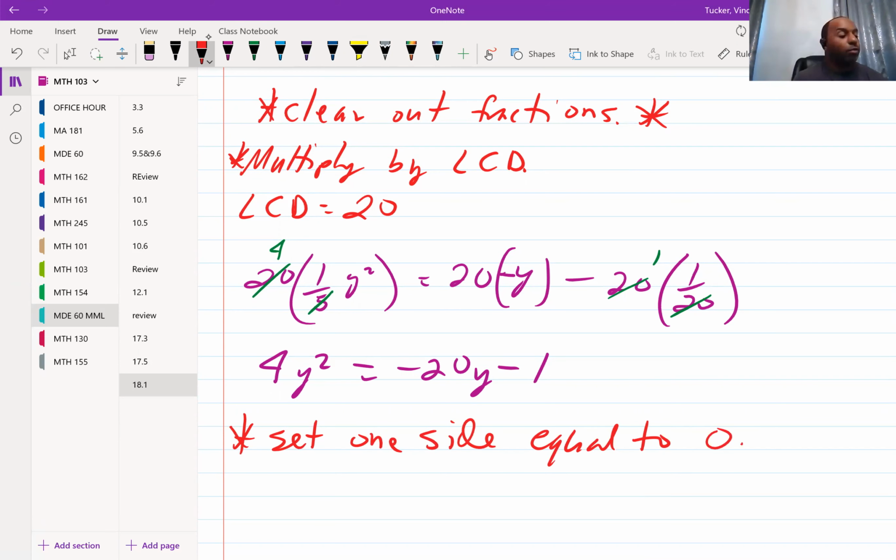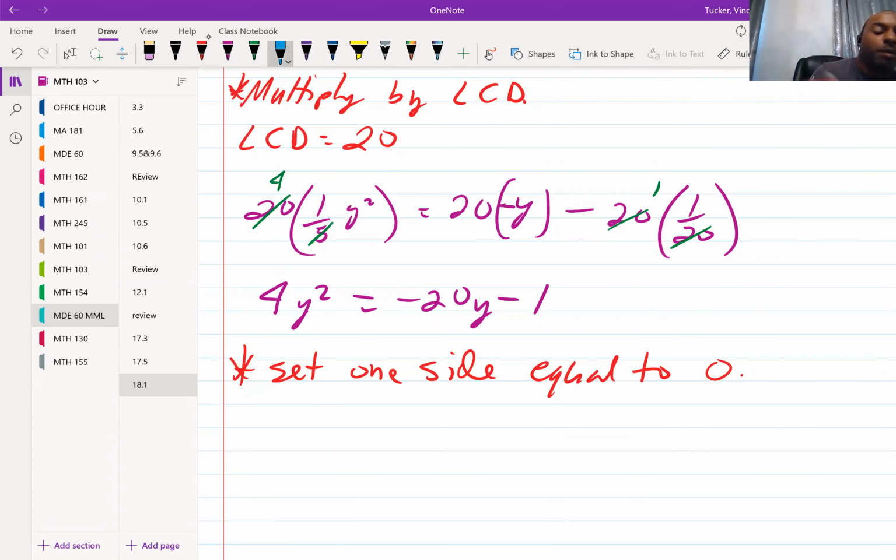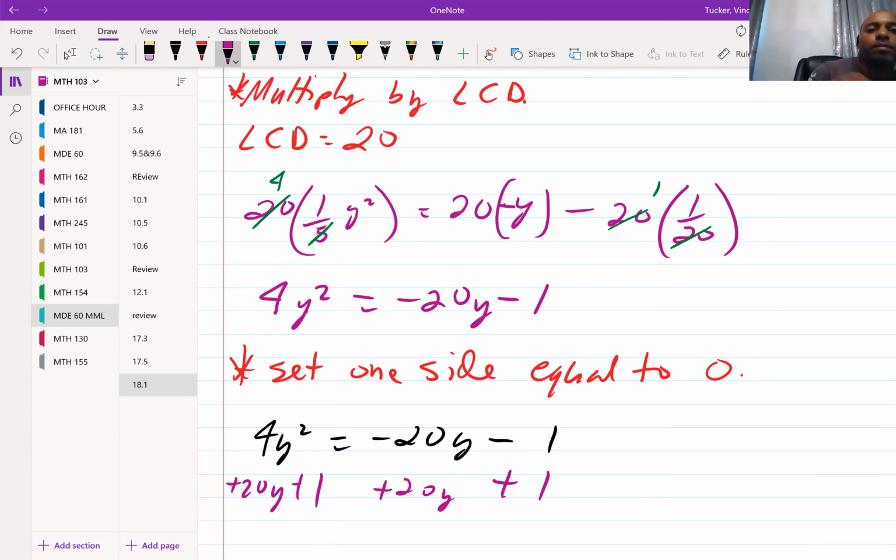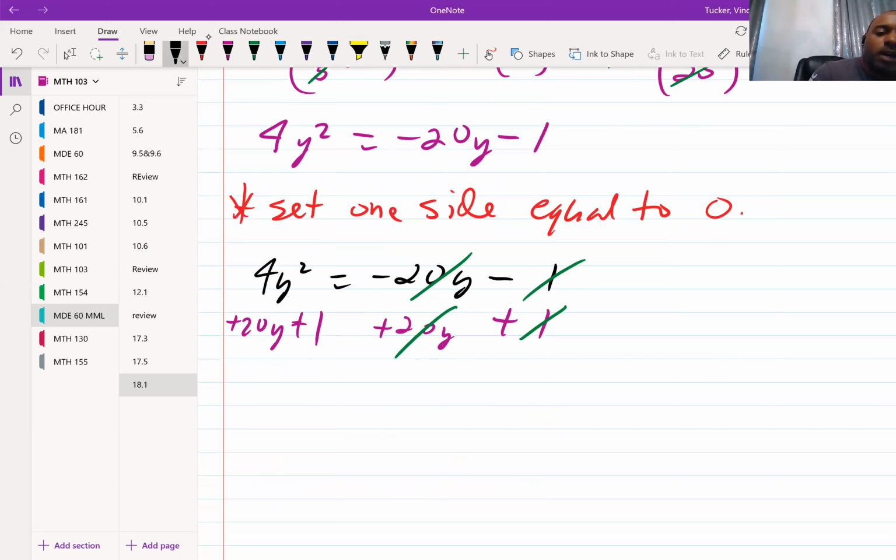So now we need to set one side equal to 0. Remember, before we establish what A, B, and C are, one side has to be equal to 0. I like my leading coefficient to be positive. That's just my preference. It doesn't matter if it's negative or positive. Once you plug everything into your quadratic formula correctly, it will all even out and still give you the same answer. But like I said, I like to have my leading coefficient positive. So I'm going to add 20y and 1 to both sides of the equation, so that they cancel on the right. Now I have 4y squared plus 20y plus 1 equal to 0.